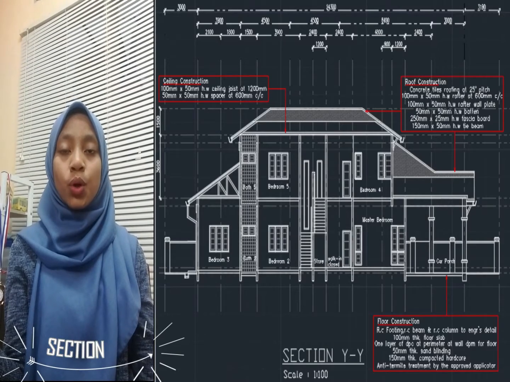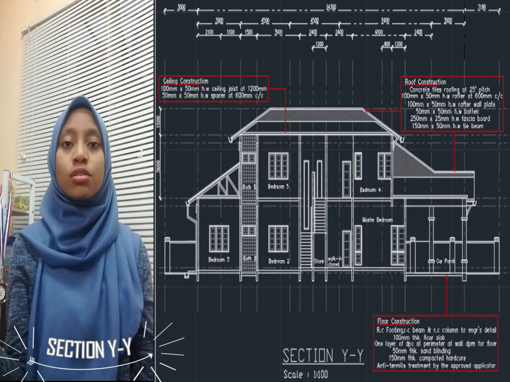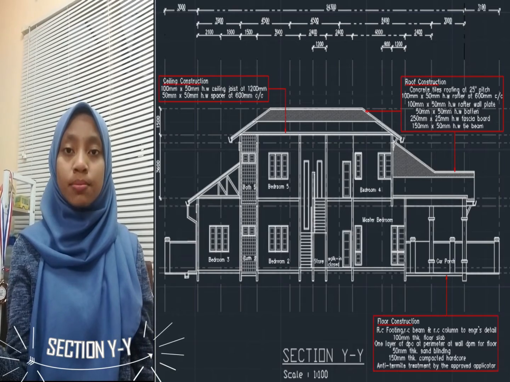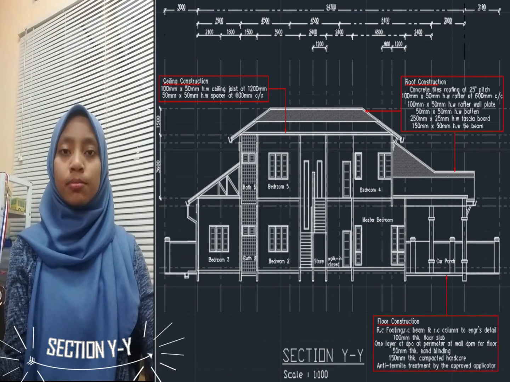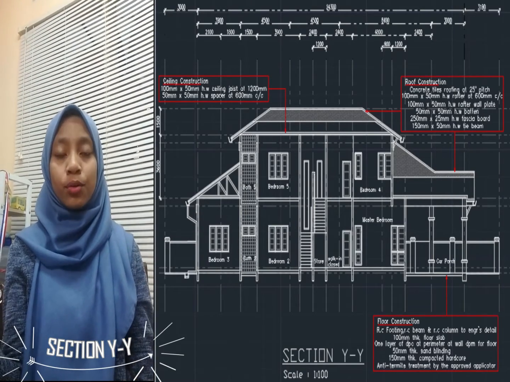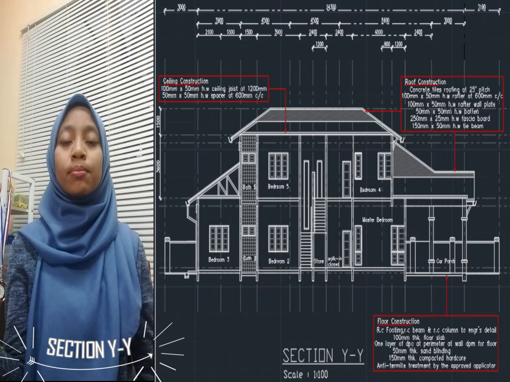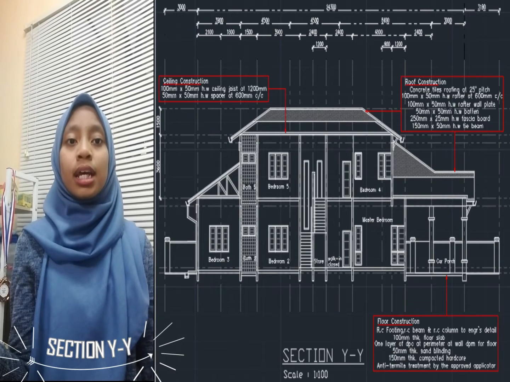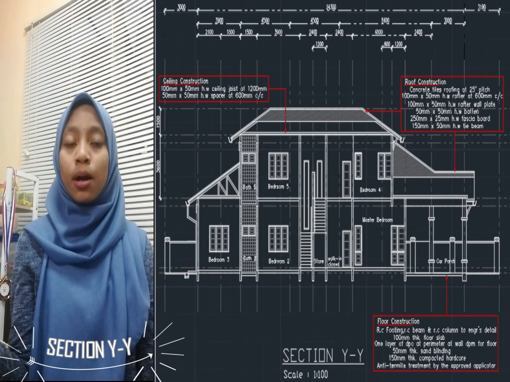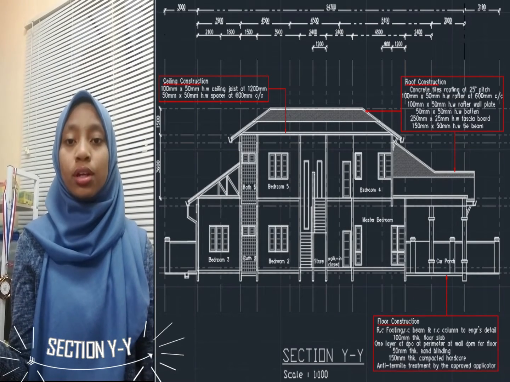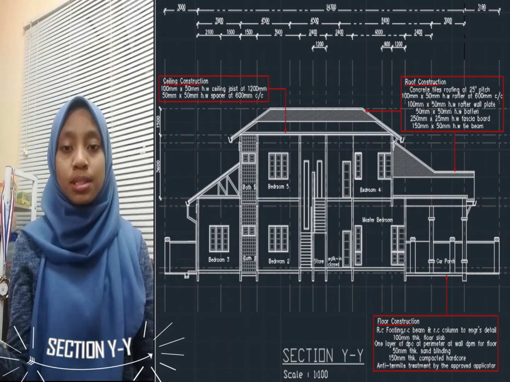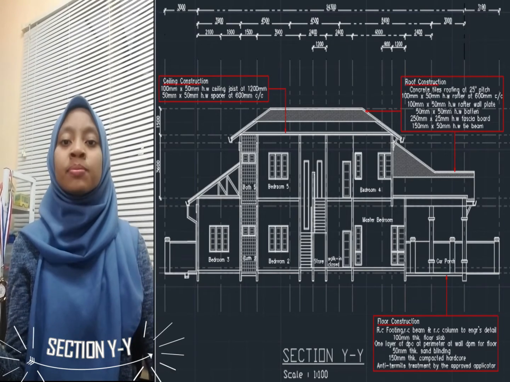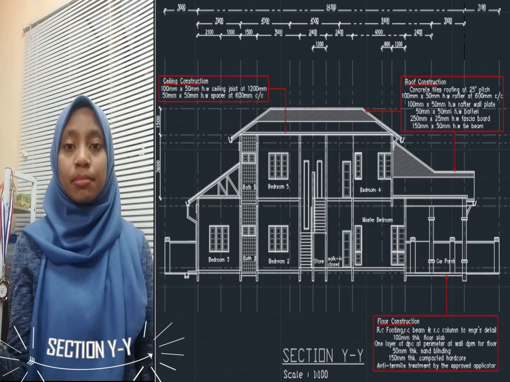From section YY, you can see that there are 5 bedrooms, which are the master bedroom, second bedroom, third bedroom, fourth bedroom, and fifth bedroom. We can also see that there's a second bathroom, and there's also a car porch and a store, and also upstairs to go to the next floor. The roof is made of concrete.